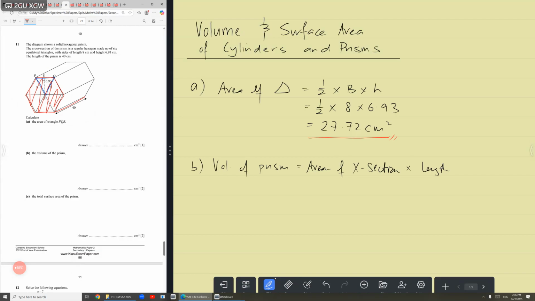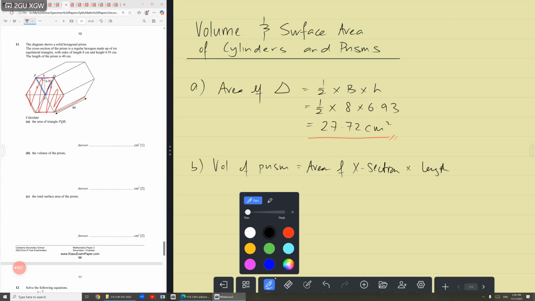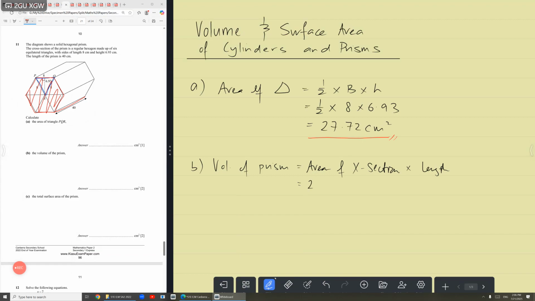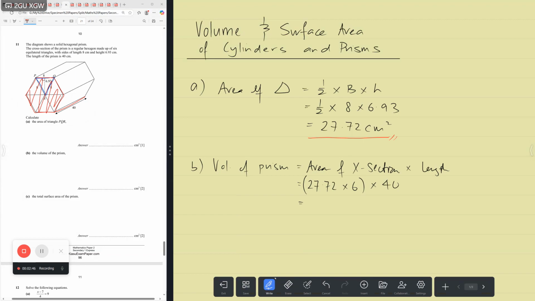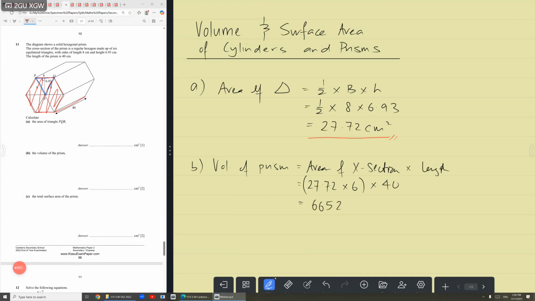All right, so what we need to find is the area of 6 triangles and multiply by 40. Okay, so what we're going to do is take 27.72 times 6. This is the area of the cross section. Then we multiply by our length, which is 40 cm. And just use your calculator, you will get 6652.8 cubic centimeters. Okay, so you can give this as your final answer because it is an exact value.